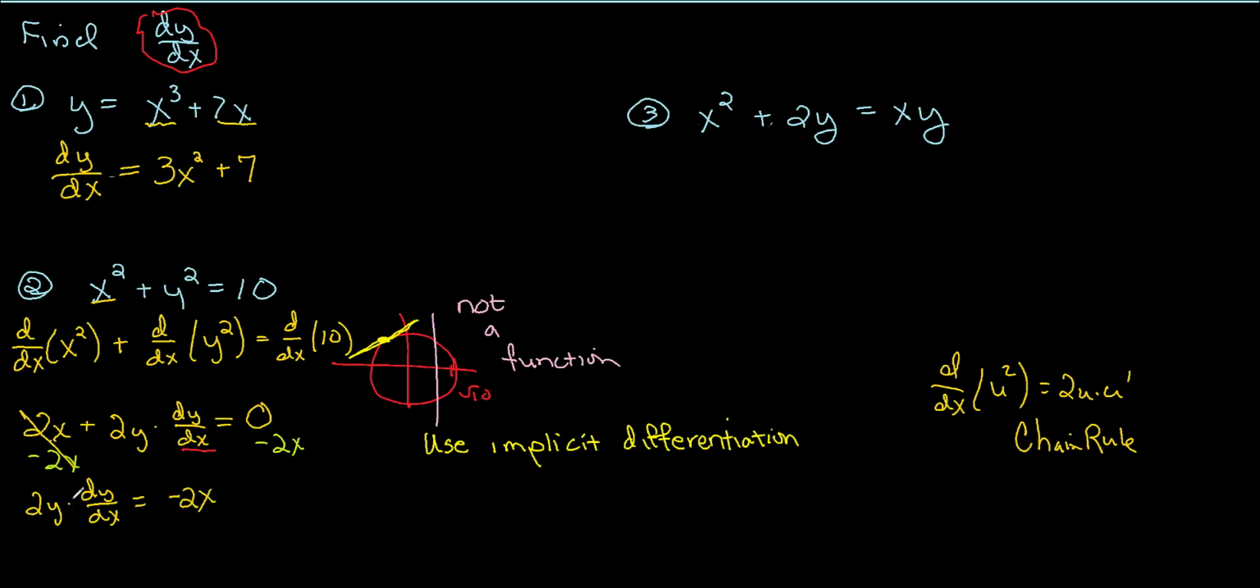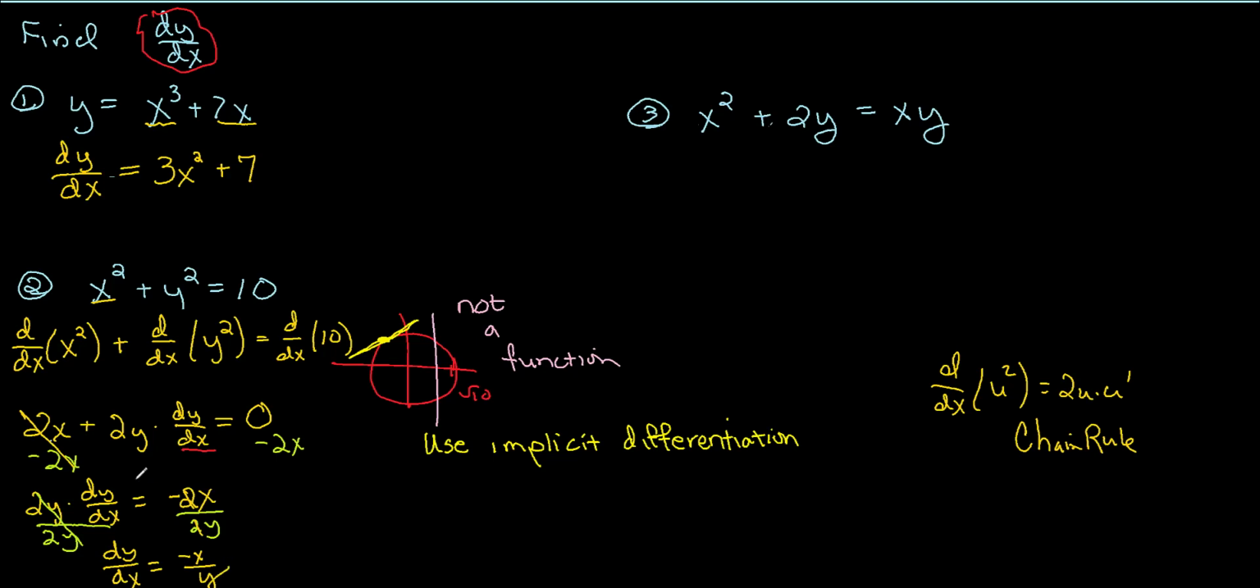Now, to undo the multiplication, I need to divide both sides by 2y. Left-hand side, I'm very happy now because I have dy dx. That's what I wanted to find. And on the right-hand side, my 2's cancel, so I just have negative x over y. So I found my derivative.